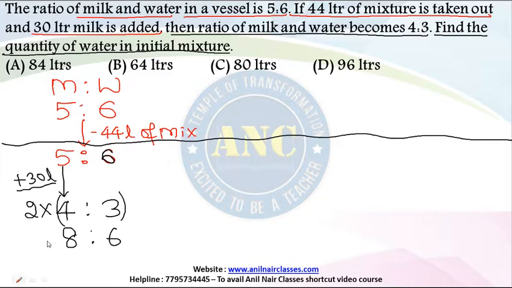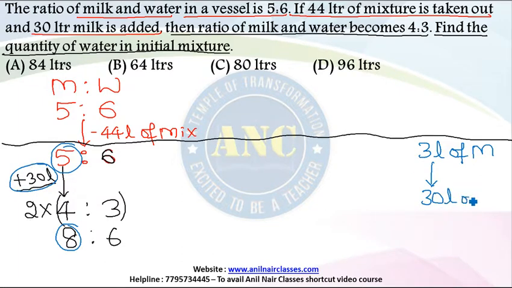is 5 liters of milk which was present at this point of a time. Now it is 8 liters of milk that is present. 5 liter became 8 liter. According to ratio, 3 liters of milk is added. According to the question, 30 liters of milk is added. 3 is becoming 30. Multiplying factor is 10.